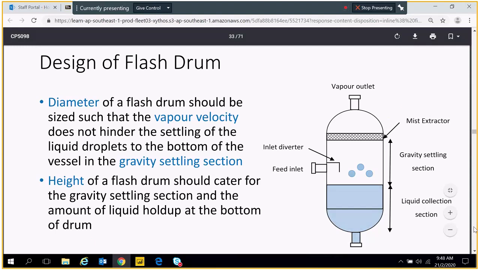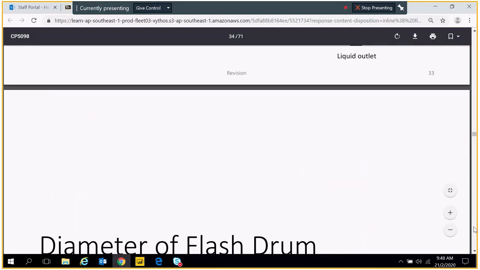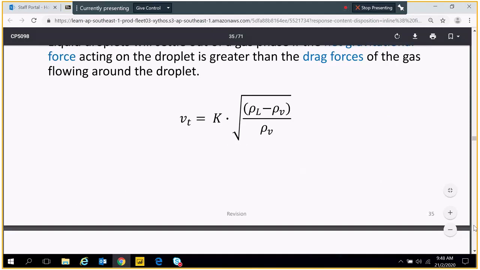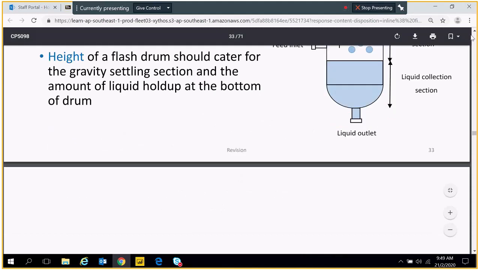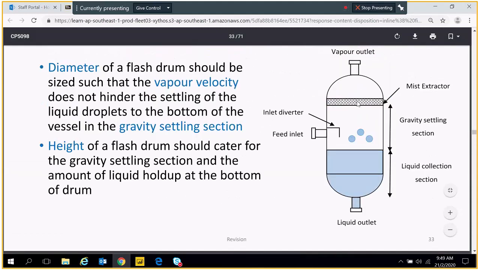Okay, this is the theory, the design, which I already explained in the class. It's based on the terminal velocity, and there's a constant K. This is the flash drum constant. Rho L is the liquid density, this is the vapor density. Remember, you want vapor to go up. You want liquid to fall down due to gravity. Vapor goes up, liquid comes down due to gravity. That's why you call this the gravity settling section.